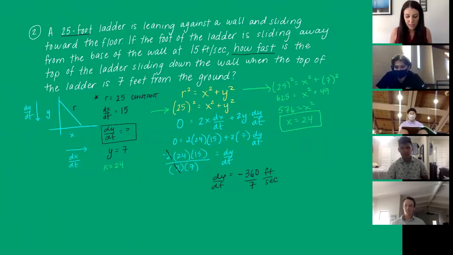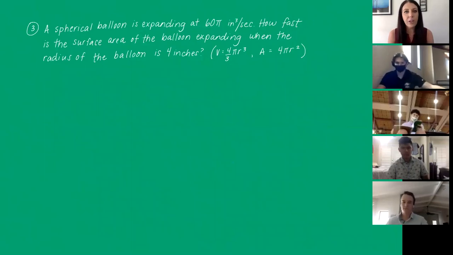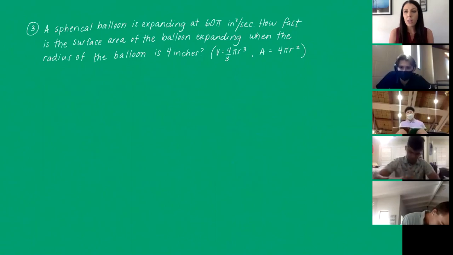Okay, let's go to this next one. It says a spherical balloon is expanding at 60 pi inches cubed per second. How fast is the surface area of the balloon expanding when the radius of the balloon is 4 inches? I want you to take a second. I'll leave this up here, read it again, and try to write down what your given information is.